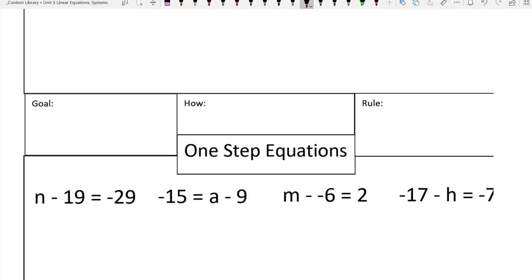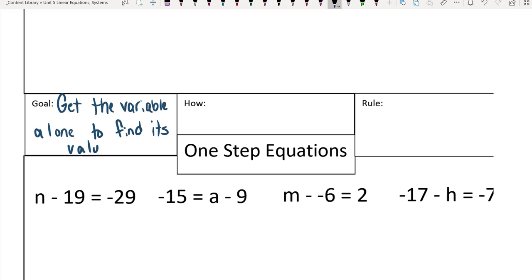What is the goal? The goal is to get the variable alone. That variable is representing an unknown number. And when we get the variable alone or isolated, we will be able to find its value. That's our goal. Every move that we make, we need to make it with that end in mind. Now, the way that we do that is we're going to use inverse operations.